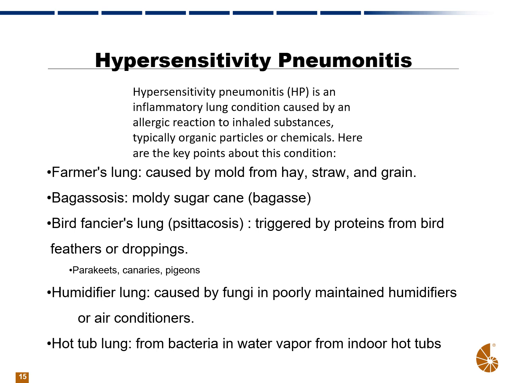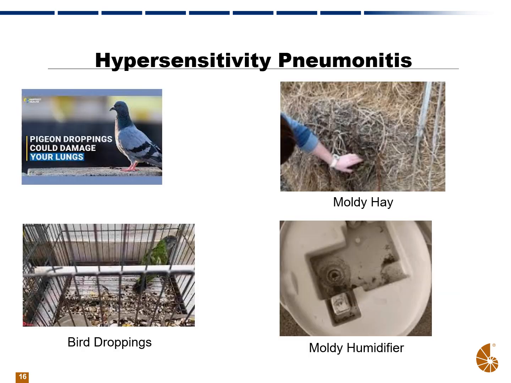There's humidifier lung caused by fungi in poorly maintained humidifiers or air conditioners. And there's also something called hot tub lung from bacteria and water vapor from indoor hot tubs. So these are just some pictures to give you an idea of what we're talking about here. Pigeon droppings can affect some people, moldy hay, other bird droppings for parakeets or other birds that are kept inside the house, and then a moldy humidifier.